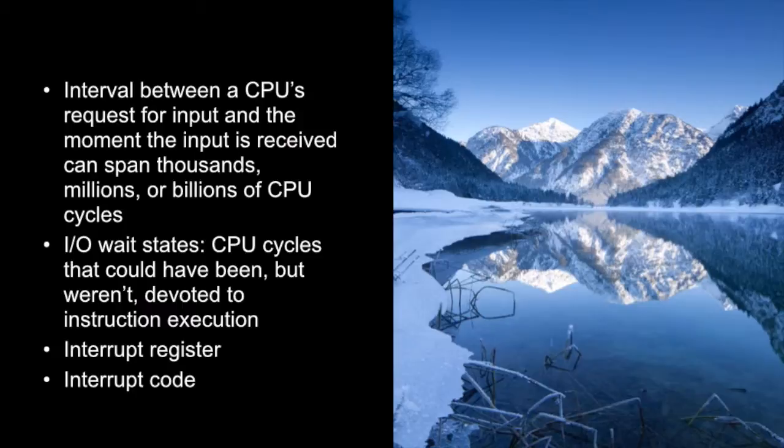There are different types of interrupts. The interval between a CPU's request for input and the moment the input is received can span thousands, millions, or billions of CPU cycles. The I/O wait state is where CPU cycles that could have been devoted to instruction execution weren't. The interrupt register and the interrupt code.